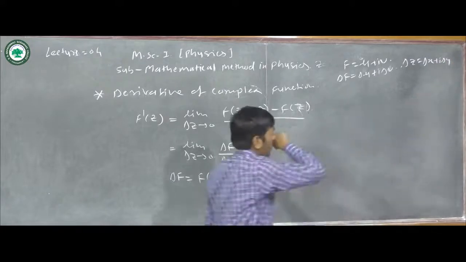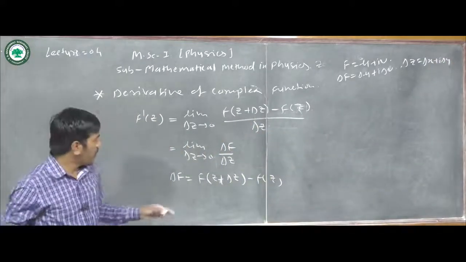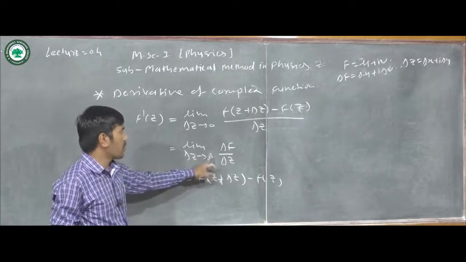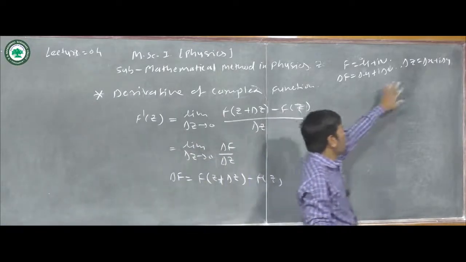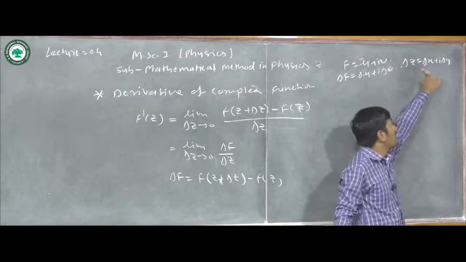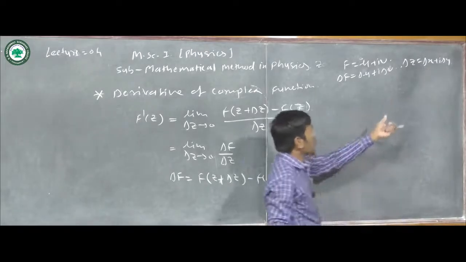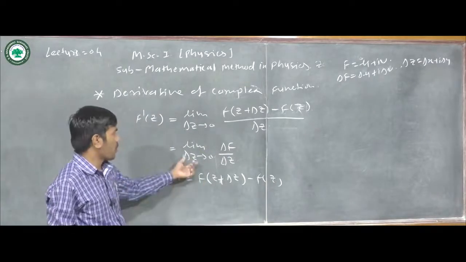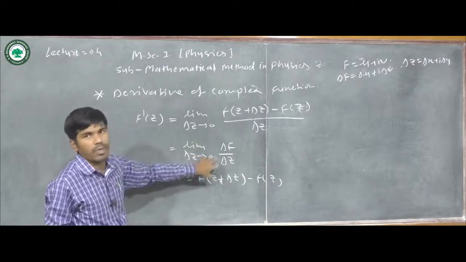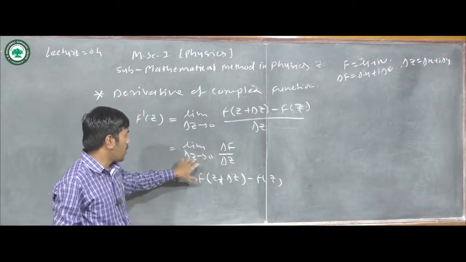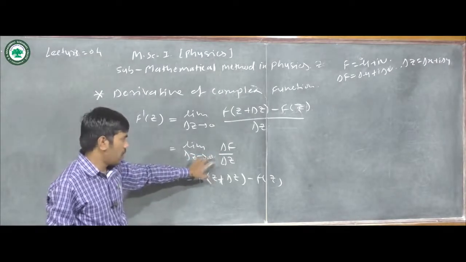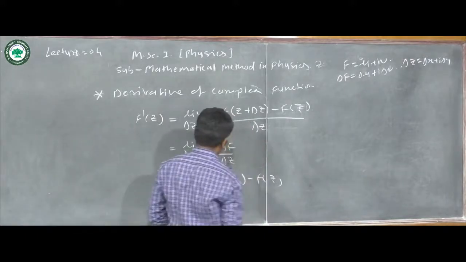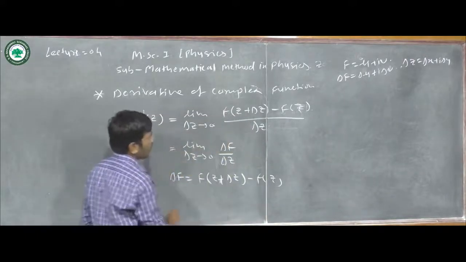Now here, del x approaches 0 and del y also approaches 0. For this, del z approaches 0, not z naught. Okay.